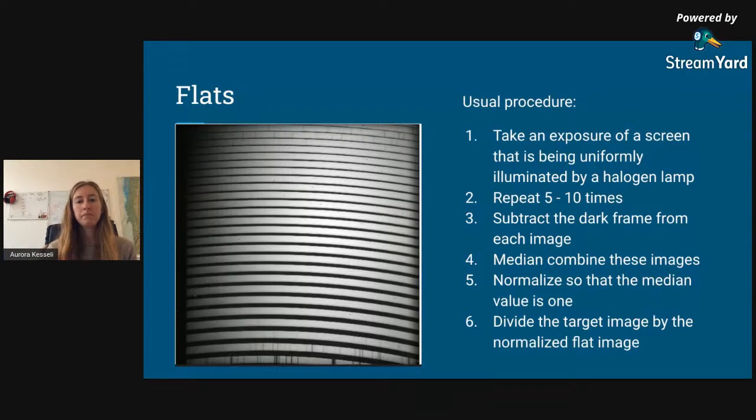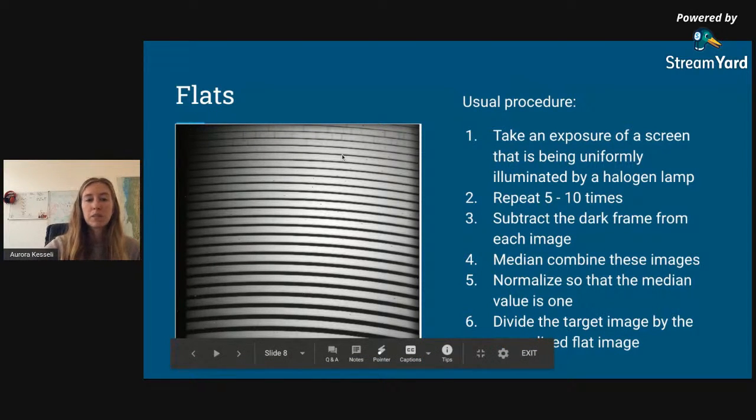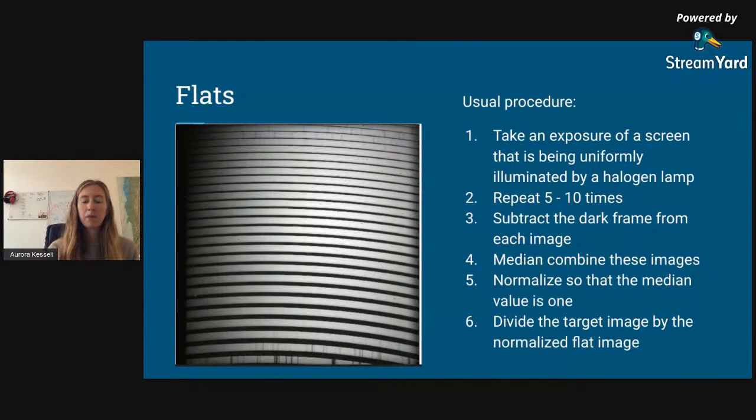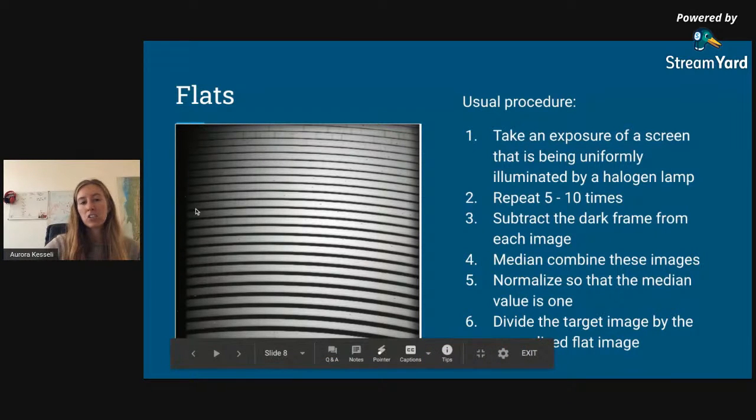And then we want to make sure that we're not changing the counts actually over the spectrum. And so what we do is we normalize this so the median value is 1. So something over here is going to have a higher value and something over here is going to have a lower value, but the average is going to be 1. And then we can divide every target image by this. And this should take into account any changes in the gain. So any changes in how the CCD responds to photons on the sides versus in the center.